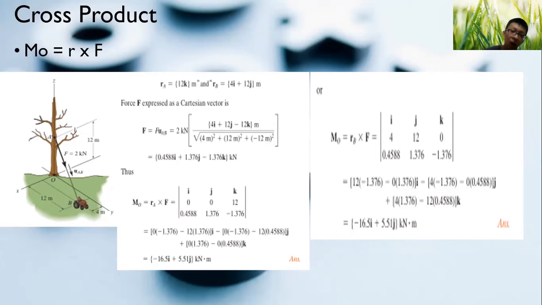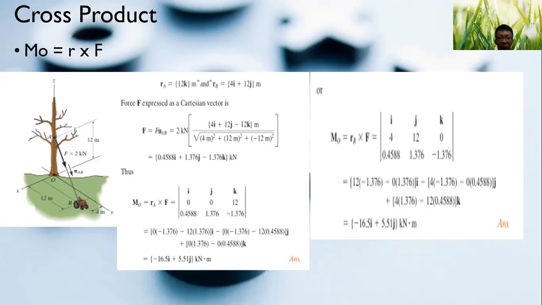And then for R cross F, MO equals to R times F. For this one, this is a bit special. I believe that you all must have learned this in secondary school mathematics. This technique is the same thing. So first of all, the i j k column, right? And there are 3 rows and 3 columns. So for this one, we do it step by step.